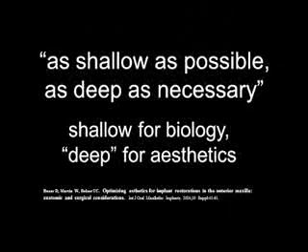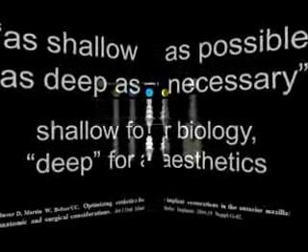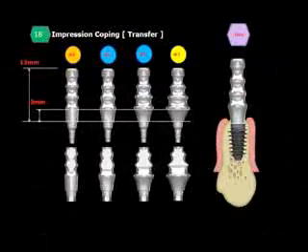A really good rule by Daniel Buser is as shallow as possible, as deep as necessary. Shallow for biology, deep for aesthetics. You definitely need the deep placement, again, 2 to 3 millimeters below the CEJ of the adjacent teeth to deal with your proper emergence profile.